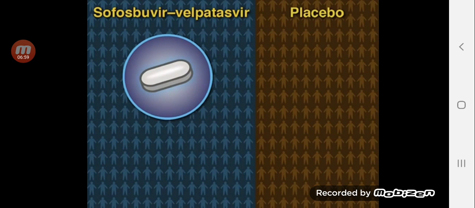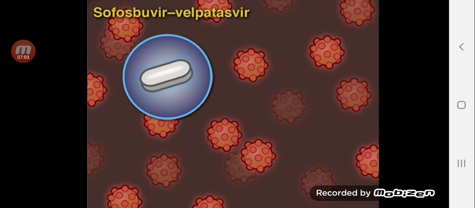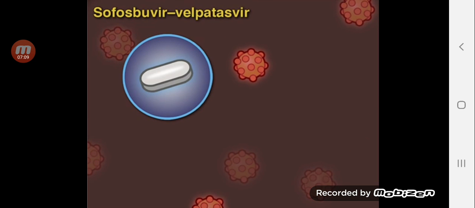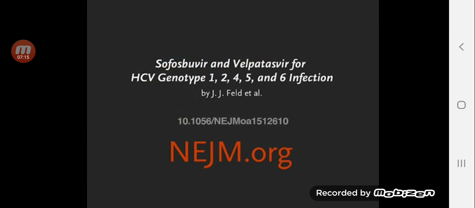The authors conclude that once-daily Sofosbuvir Ledipasvir for 12 weeks provided high rates of sustained virologic response in treatment-naive and previously treated patients who were chronically infected with HCV 1, 2, 4, 5, or 6, including those with compensated cirrhosis. Full trial results are available at nejm.org.